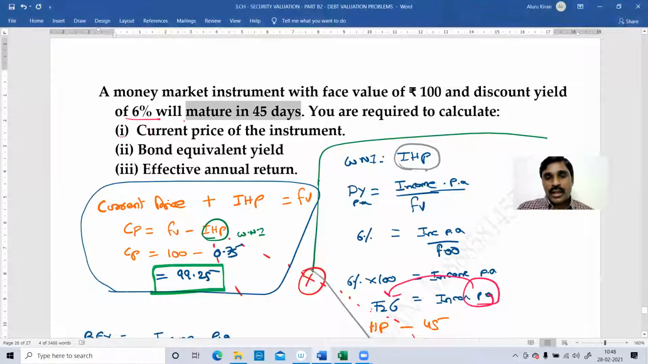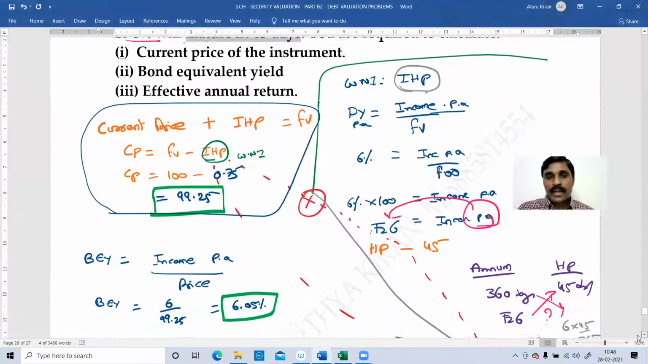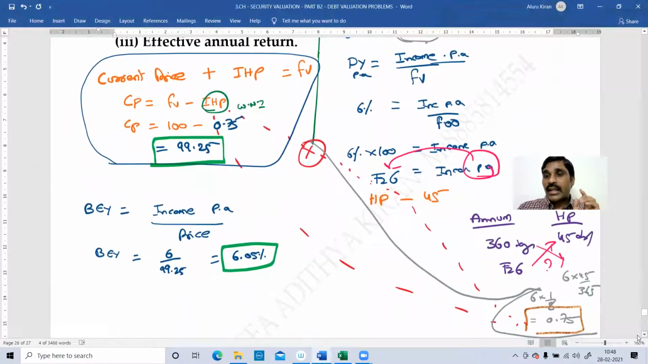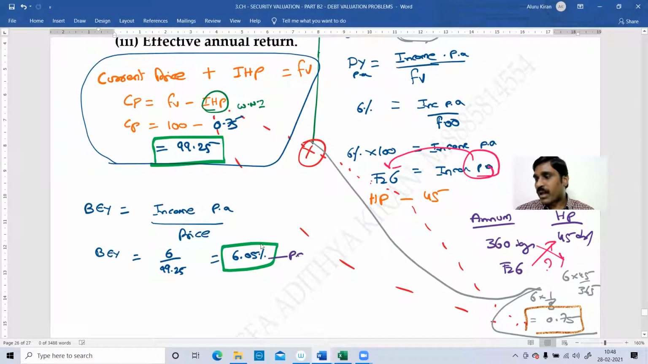Here, the yield which we are using with respect to the price is the bond equivalent yield. This is per annum. For the sake of comparison I use it per annum, but I'm holding it for 45 days only. So what is the holding period yield? 6.05 is for 360 days. How much is it for 45 days?